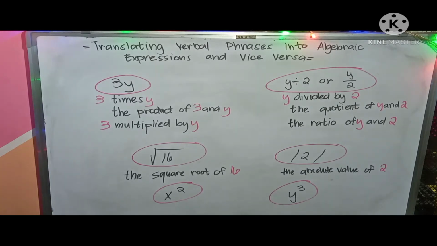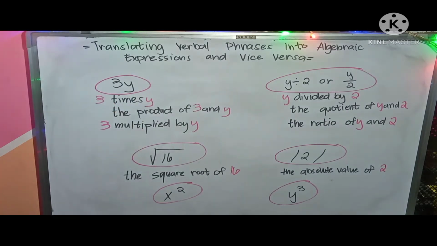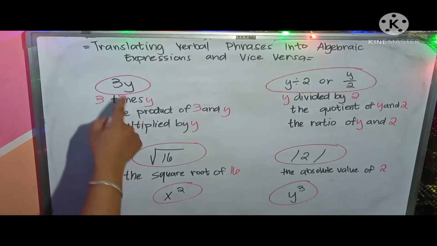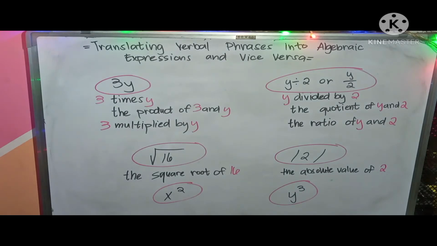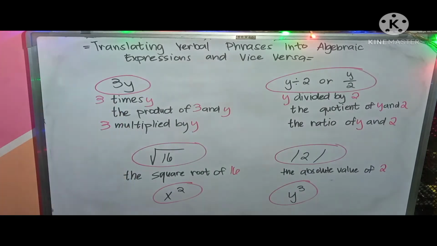So una dyan, may binigay tayo dito example. We have here 3y. Sabi nga natin kanina, kapag may number tayo or constant na may katabing variable, halimbawa ay 3 yung constant at y yung variable, ibig sabihin po niyan, i-multiply natin sila. Okay po? O pwede rin namang dalawang variable, x and y. xy is x times y.